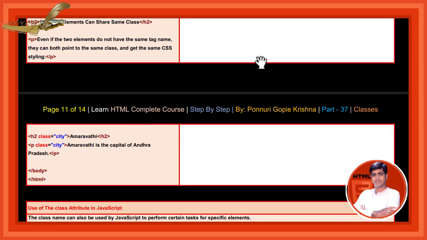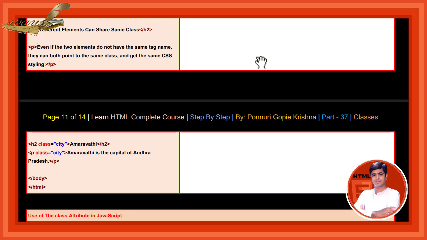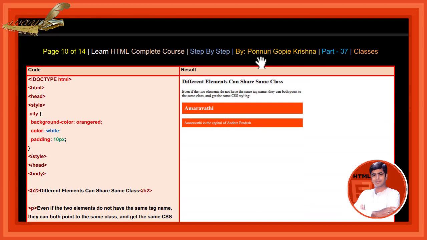See here, H2 class city Amravati, P class city, we are using the city class. Amravati is the capital of Andhra Pradesh. By writing and executing this code, see here, both were the same: Amravati, and also Amravati is the capital of Andhra Pradesh, also in orange red color.